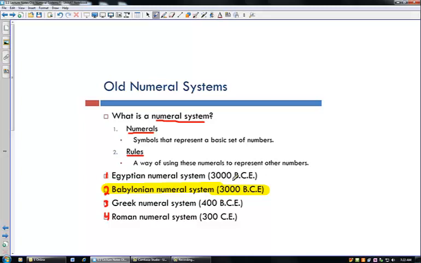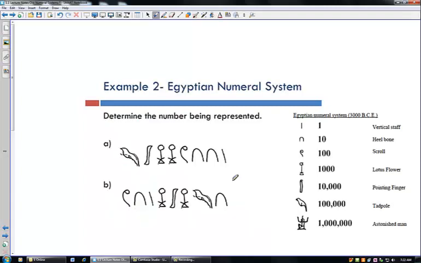drives me crazy. But let's take a look at these different numeral systems and try to translate these numerals and their system into our numeral system to figure out what number is being represented here. So this is actually quite easy. And you always will be given this table on the right. So here's the table for the Egyptian numeral system on the right over here.